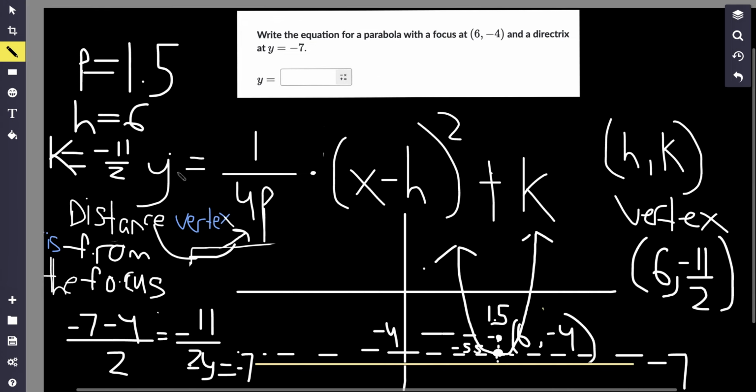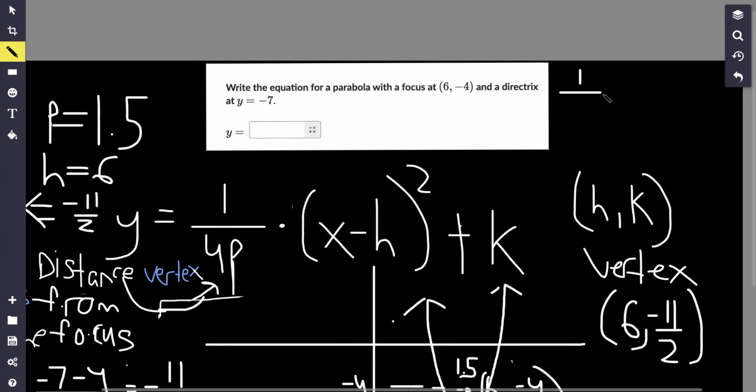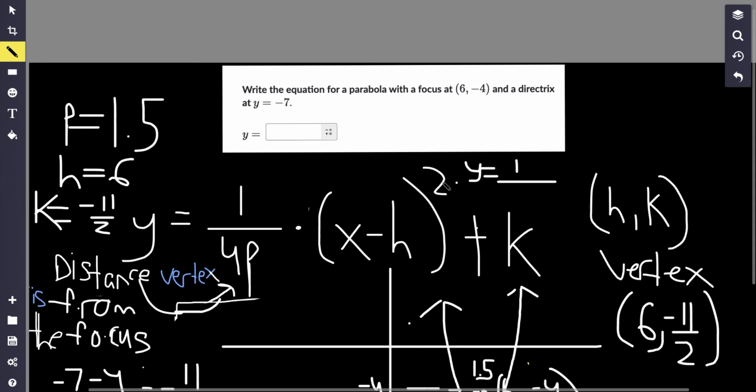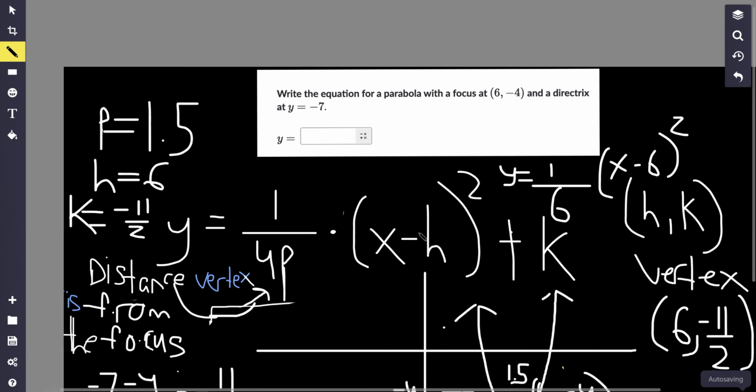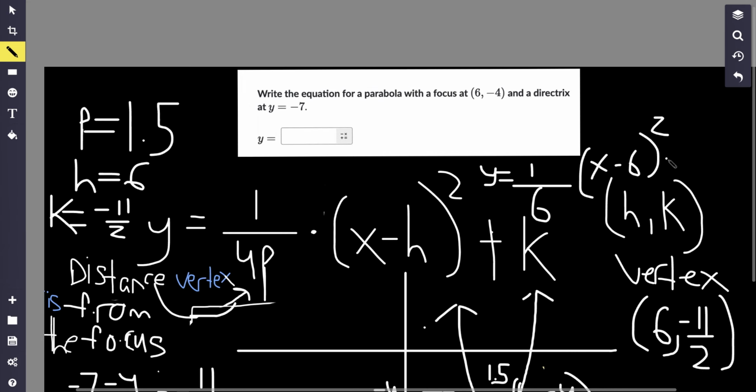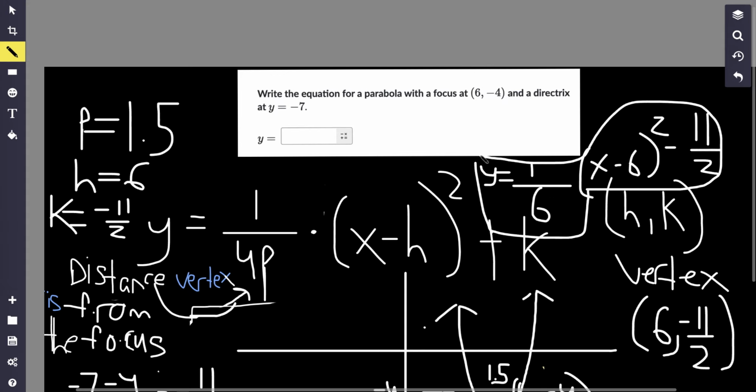So now we just have to plug everything back into this formula, and we get y is equal to 1 over 4 times p, which is 1.5. 4 times 1.5 is just 6, times x minus h squared. So we have x minus 6 squared. And then plus k, or plus -11/2. And there's our answer. And if you plug this into Khan Academy, it'll show you that it works.